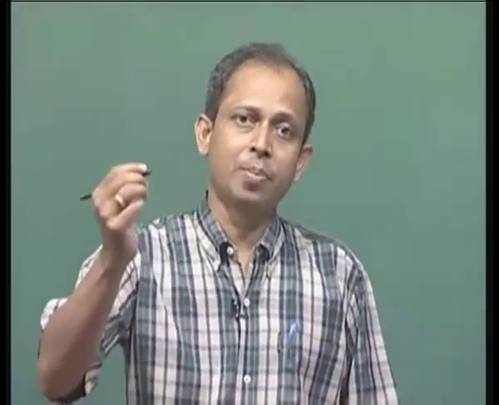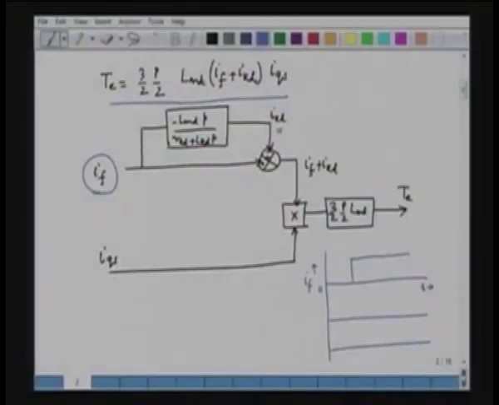P is the derivative operator. So if we increase the field current, damper current will be negative. If we decrease the field current, damper current will be positive. Here we are increasing the field current, and hence the damper current here will be negative, and it will decay down to 0 as per the damper time constant.